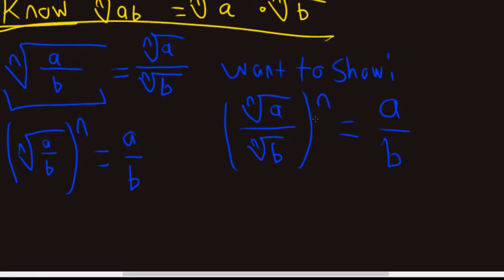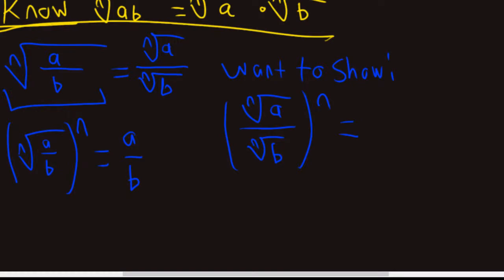Well, how can we show that? It's actually kind of simple. And again, why are we showing that? Because if these two things are both equal to the nth root of AB, then they must also be equal to each other. So how can I show that that's true?